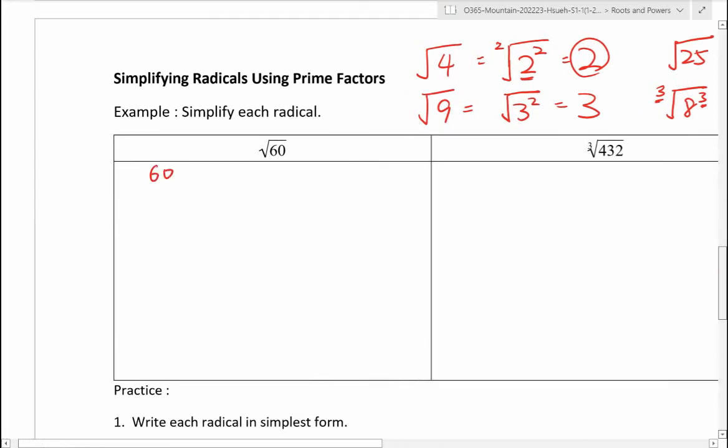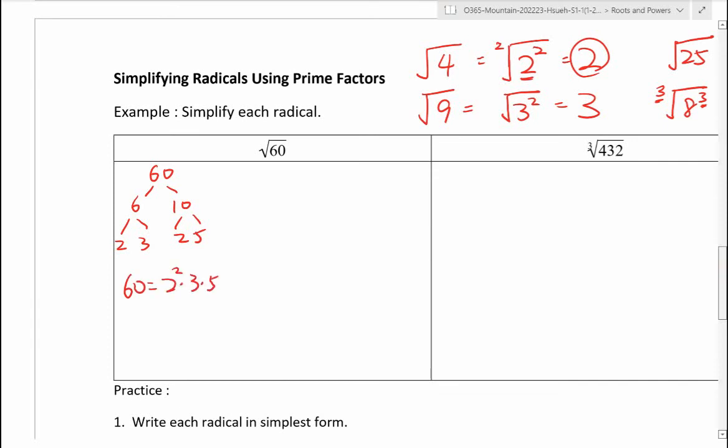So 60, I can break this into 6 times 10. 6 is 2 times 3. 10 is 2 times 5. So I can write 60 as 2 squared times 3 times 5. And therefore, root 60 is the same as the square root of 2 squared times 3 times 5.